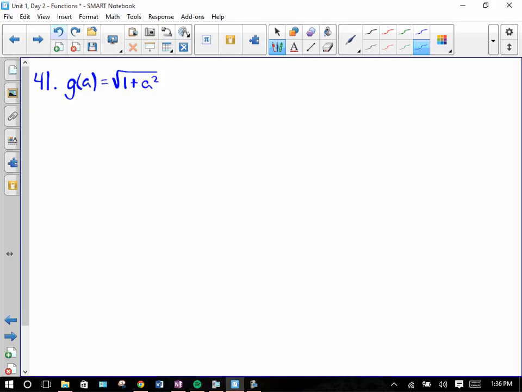First of all, it's the square root. So what type of number can we not have underneath the square root? We can have 0, and we can have all the positive numbers we want. We just can't have a negative number. So it has to be greater than or equal to 0. So I take whatever's underneath the square root, which is 1 plus a squared. This has to be greater than or equal to 0.